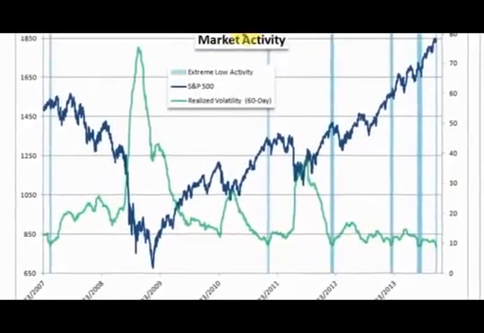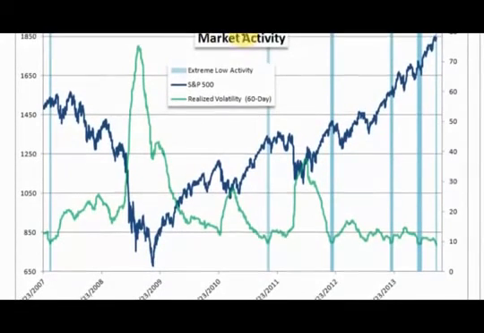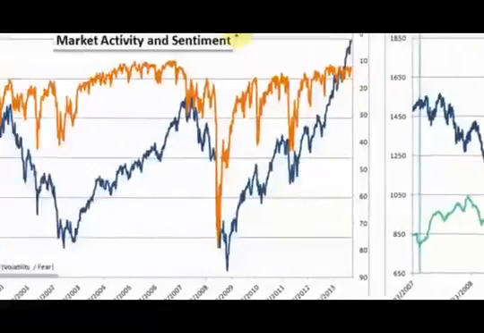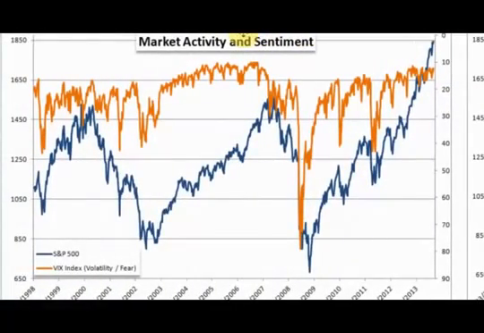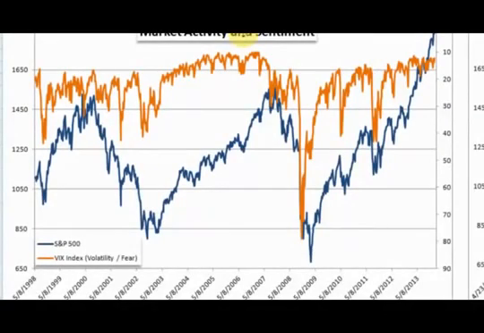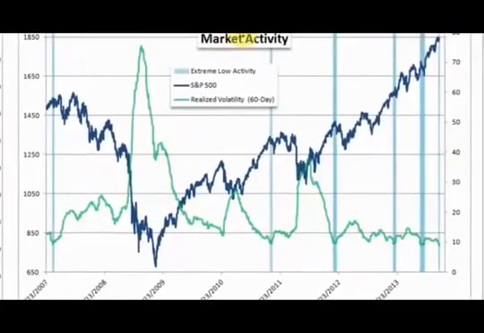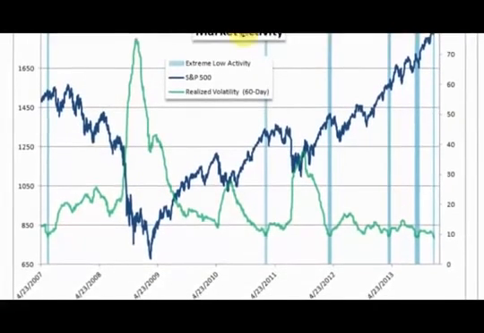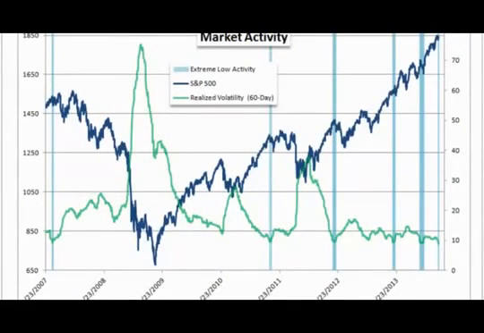Here we have realized volatility. All right, realized just means historical, compared to something like the VIX, which is implied or expected volatility into the future. This is actual volatility from what we've gotten in terms of price action and how the markets have priced. You can see that anytime I have the light blue highlights here, that's when it's below 10% on a 60-day basis. That is a 3-month rolling basis. This is extraordinarily quiet.